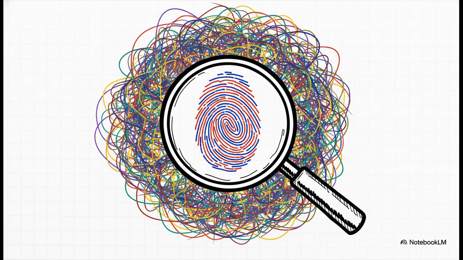The whole point of this exercise is to cut through all that complexity. The idea is that somewhere in those thousands of measurements, there's a distinct pattern, kind of like a genetic fingerprint or a signature, that's unique to each type of cancer. And finding that signature is everything.